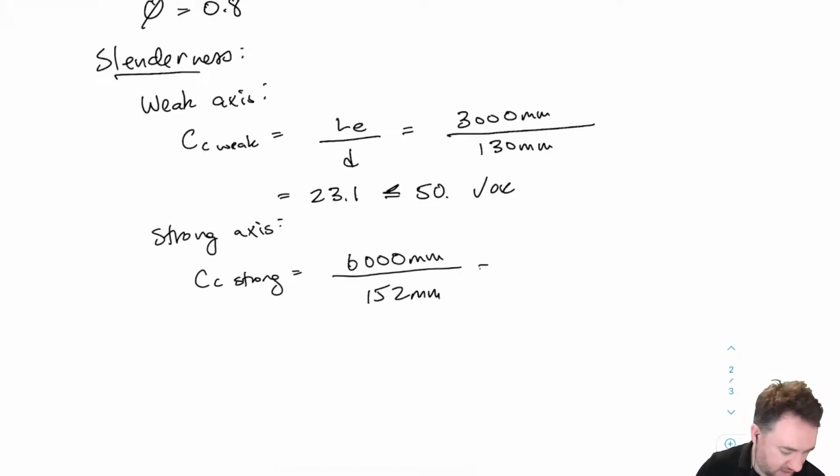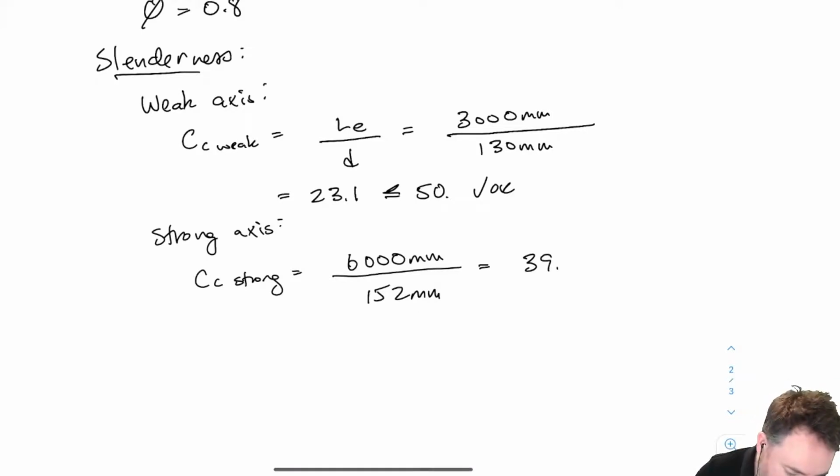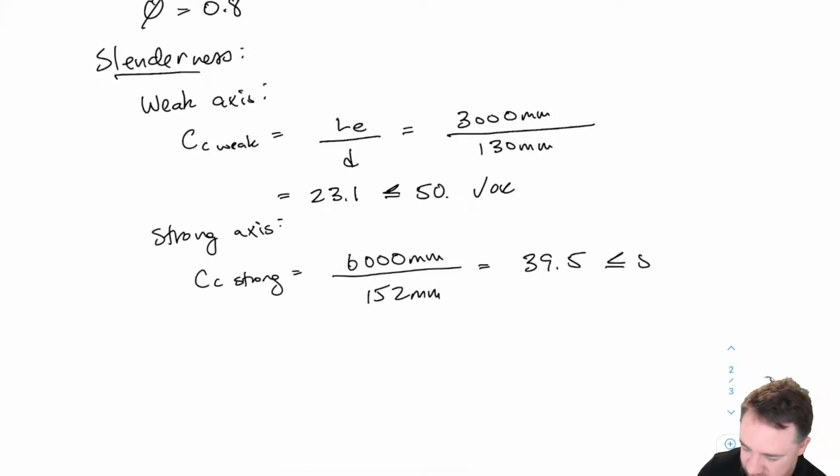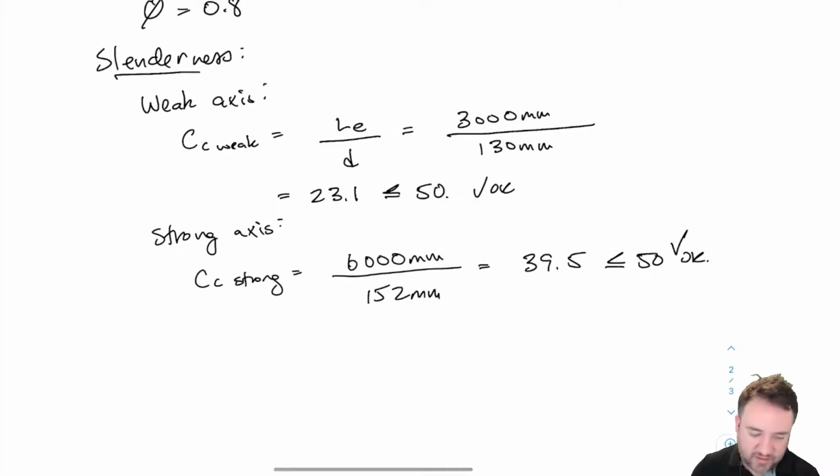And what I get is 39.5, which is also still less than 50, so it's okay. Now you notice here, the weak axis is not actually the axis that's more prone to buckling. I'm talking about the weak axis of the member, not which one is more prone to buckling. The weak axis actually is stronger for buckling. Why? Because it's restrained. Whereas the strong axis, even though it has a larger cross-section dimension in that direction, is more prone to buckling because the buckling length is much longer.